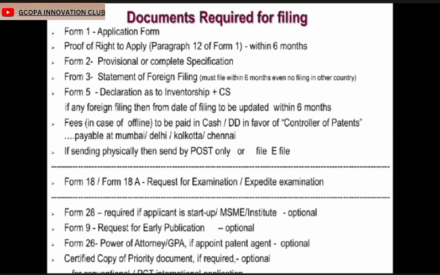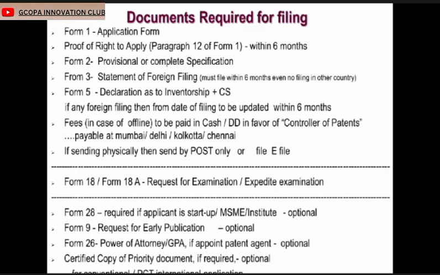Apart from this, we have also started expedited examination through form number 18A. This form will help you to get your examination report generated within a month. Now, certain optional forms are like, in case the applicant is a startup, MSME, or institute, you have to justify the status of being so through form number 28.